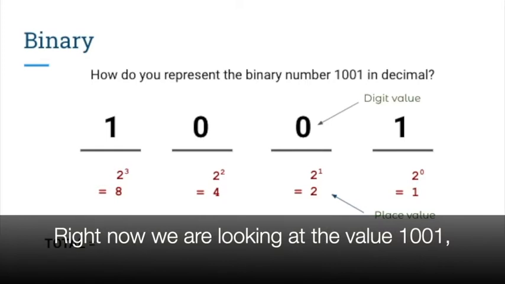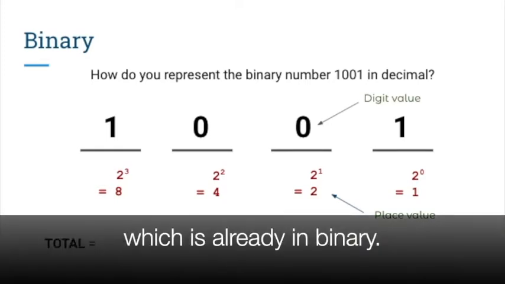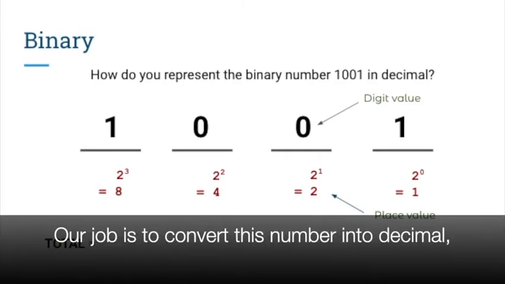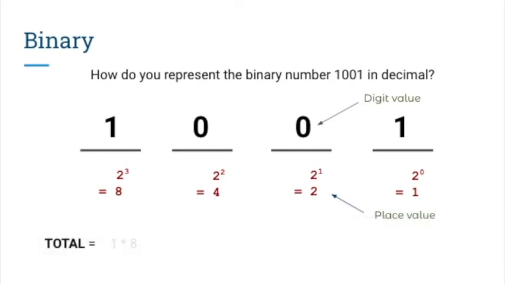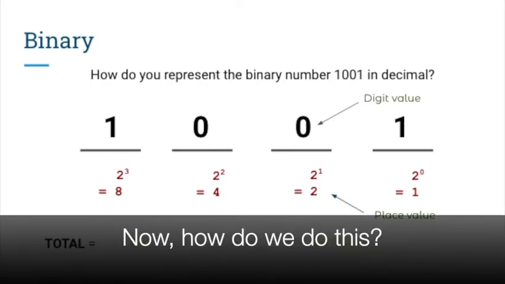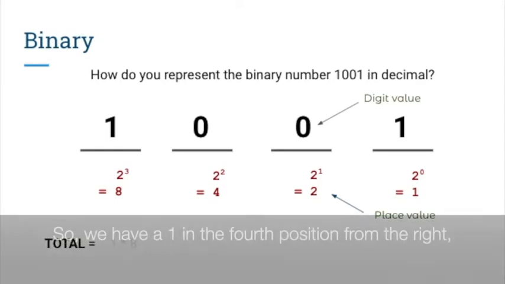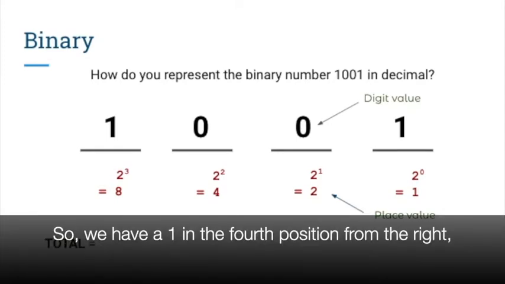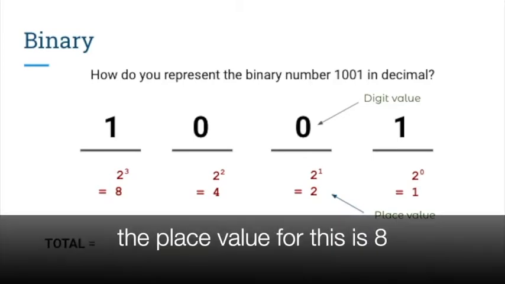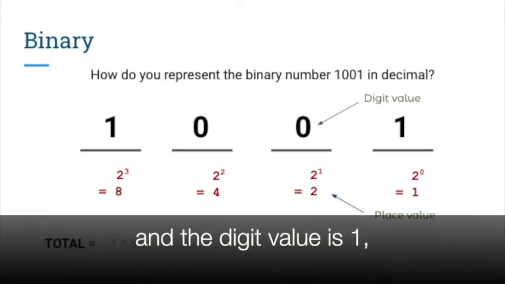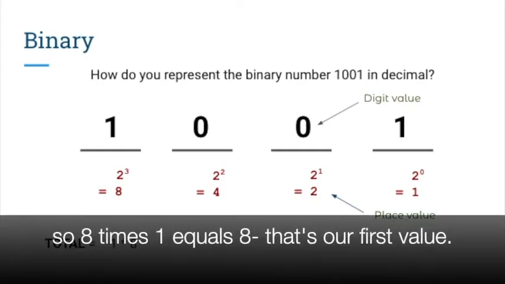Right now, we are looking at the value 1001, which is already in binary. Our job is to convert this number into decimal, our regular number system. Now, how do we do this? Let us follow the same system as before. So we have a 1 in the 4th position from the right. The place value for this is 8. And the digit value is 1. So 8 times 1 equals 8. And that's our first value.